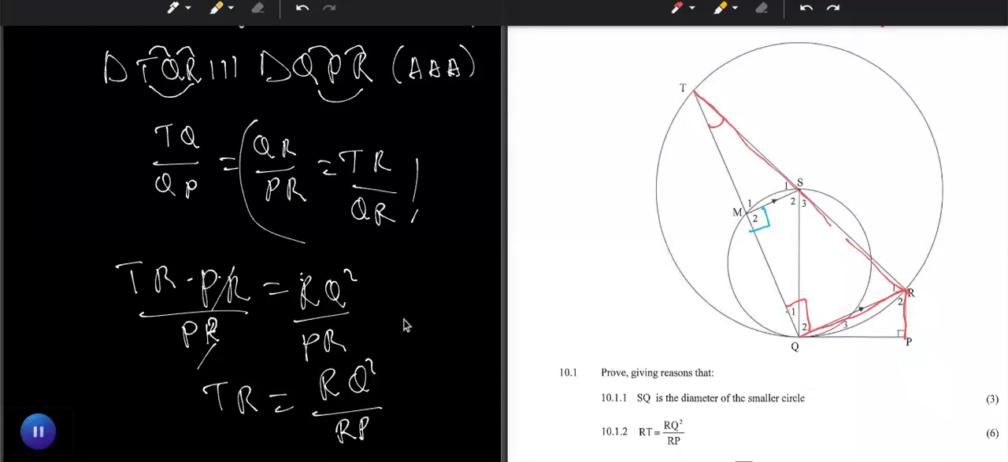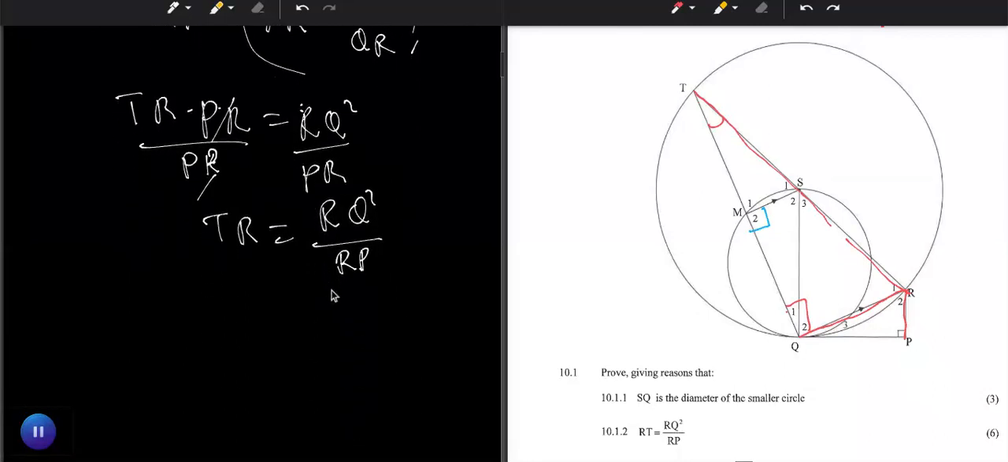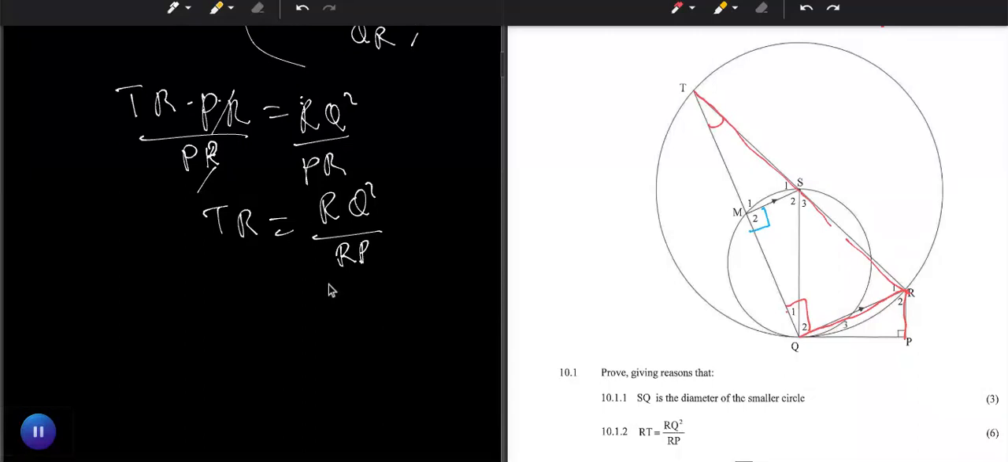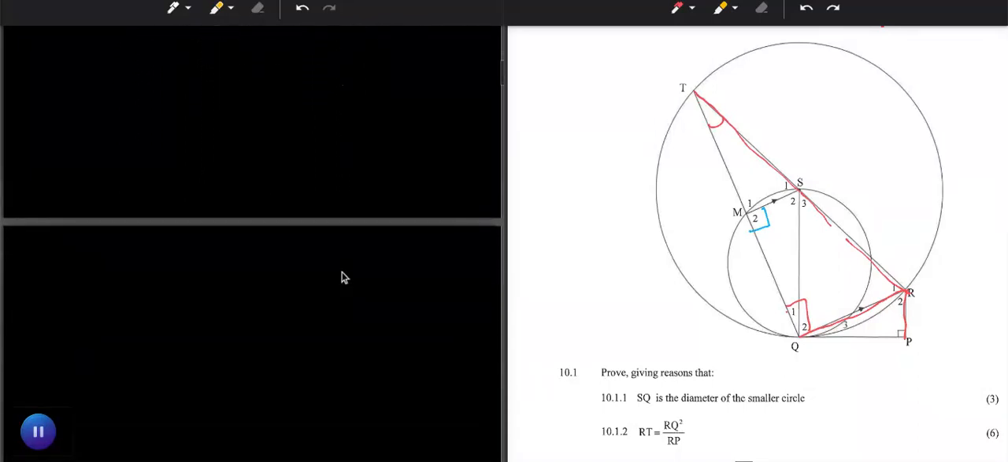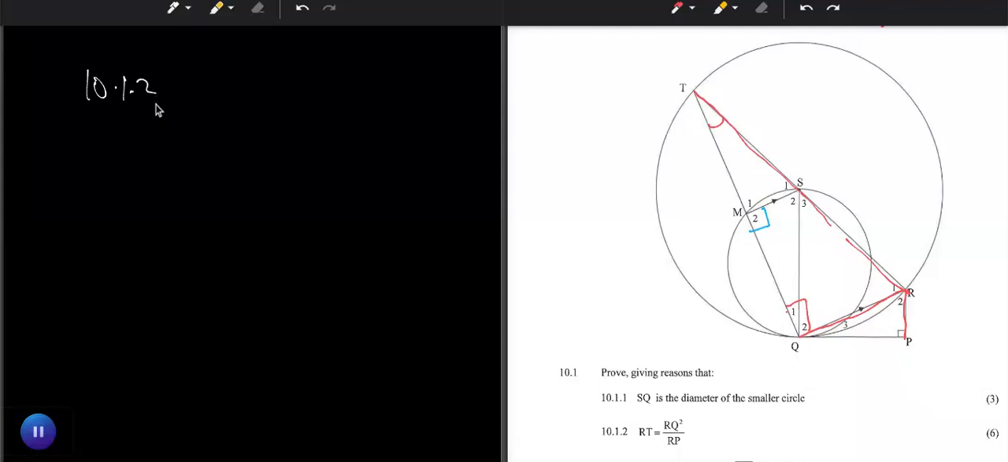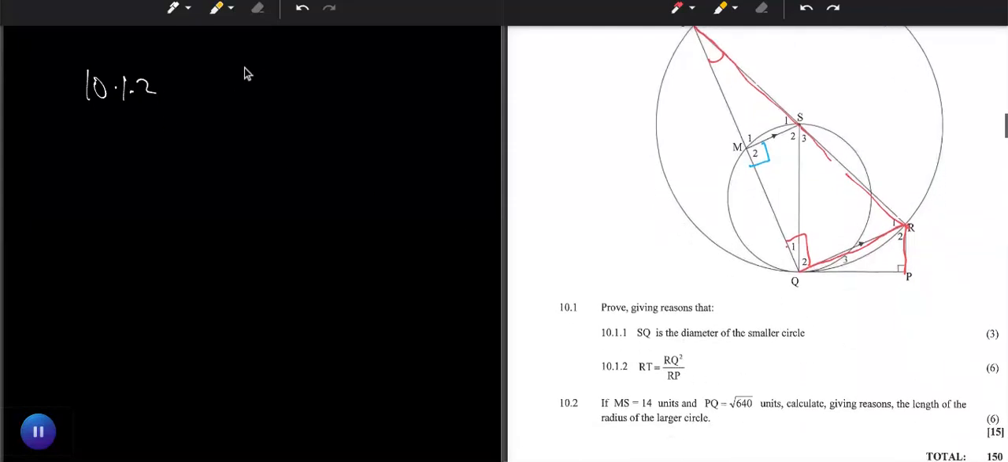So this is how you are going to prove it. Okay, that was 10.1.1. Now let's go to 10.1.2. I'm going to start here. Now 10.1.2, a 6 marks question. I mean to say 10.1.3, which is also a 10.2, yeah, it's 10.2. 10.2 is also a 6 marks question.